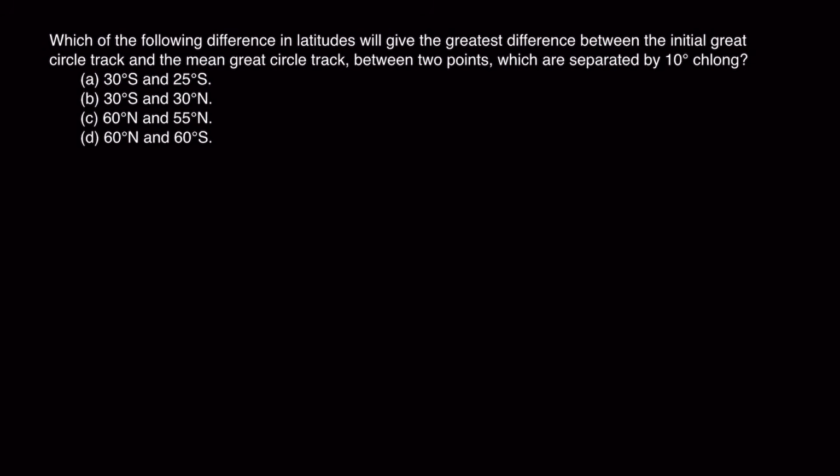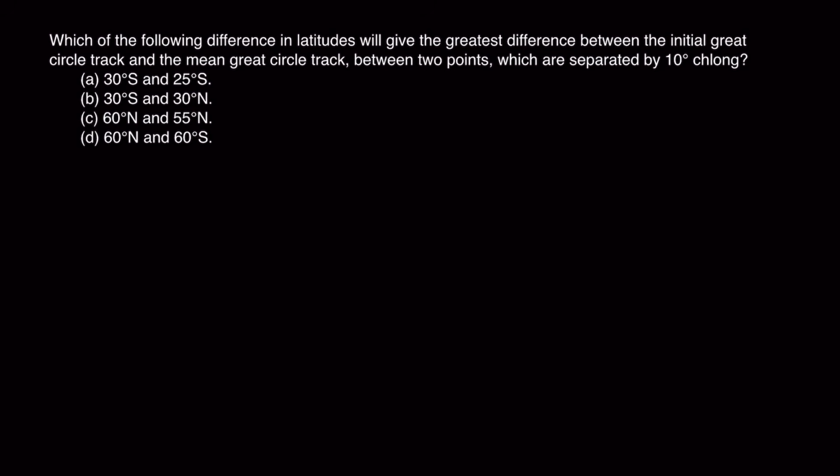Okay. So looking at the sixth question: which of the following differences in latitudes will give the greatest difference between the initial great circle track and the mean great circle track between 2 points which are separated by 10 degrees of longitude? In this question, I know that there is no use of making any diagram because I don't have any information. I don't have 2 points. It's just theory. So they're asking me which of the following differences in latitudes will give me the greatest convergency. How do I know it is convergency? Because they're asking me about the difference between the initial great circle track and the mean great circle track. I know the difference in great circle tracks is convergency.